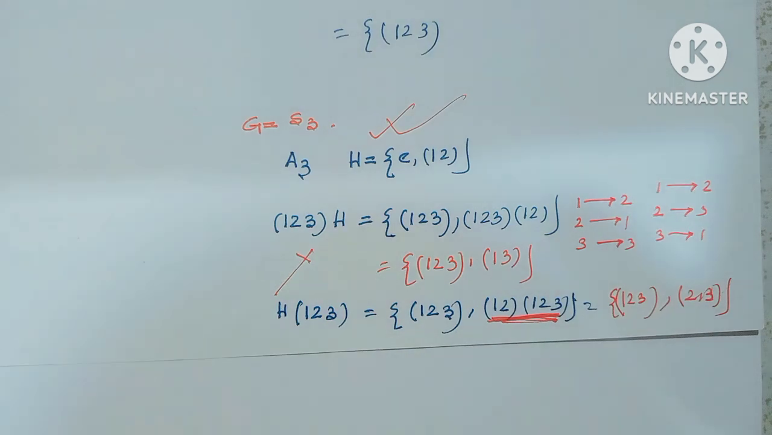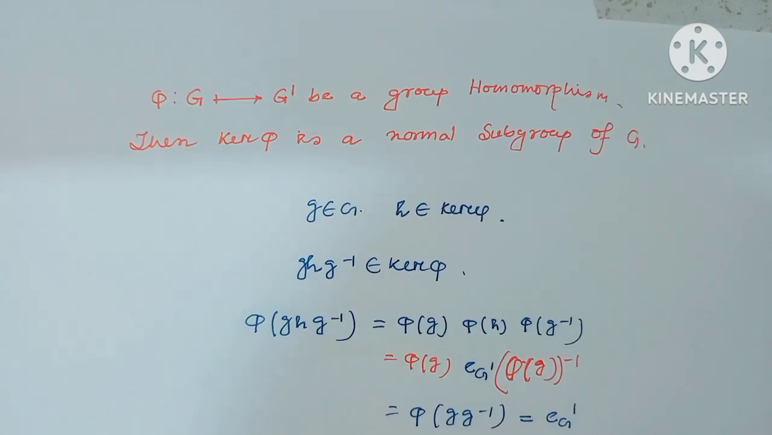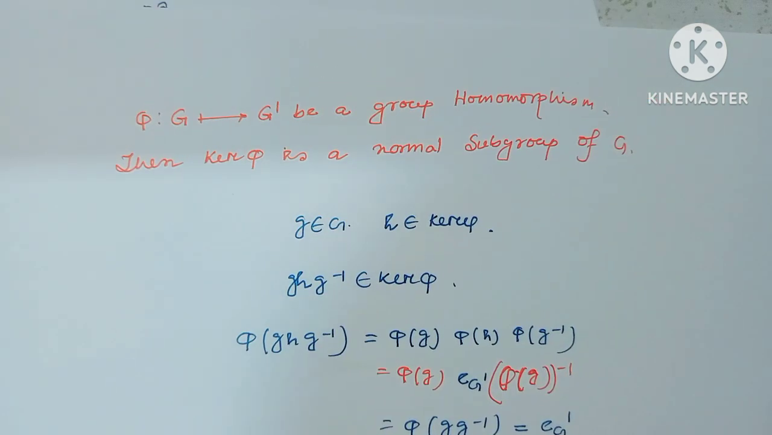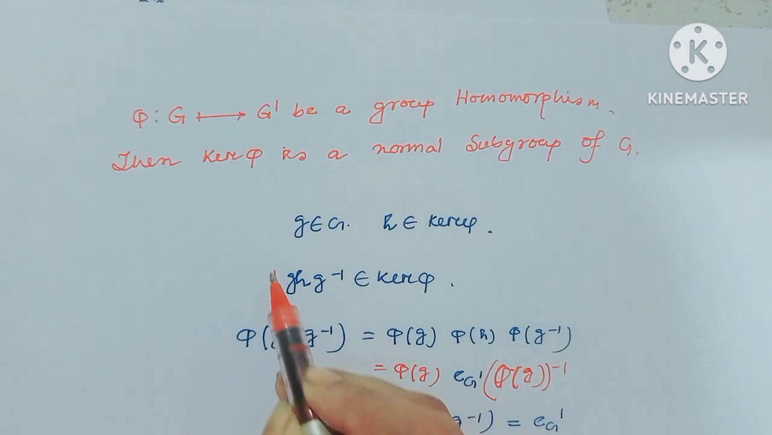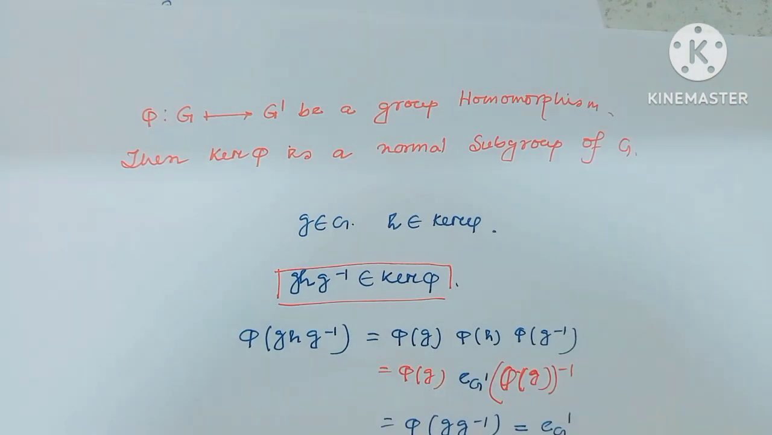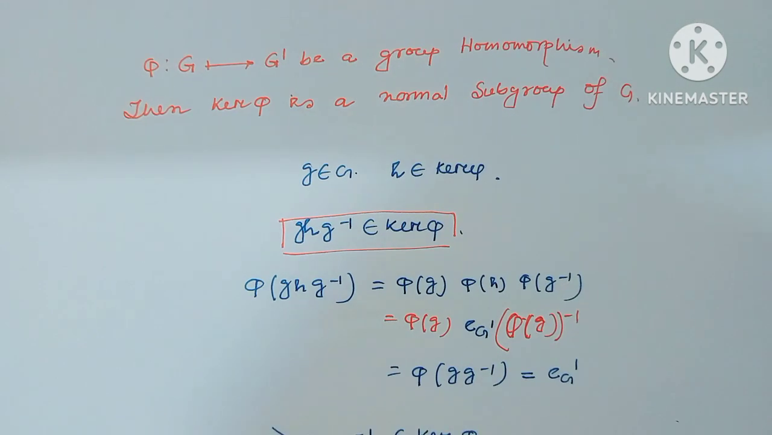Okay, well. Let's see some examples. We all know this example of a normal subgroup. If there exists a group homomorphism phi from G to G dash, then the kernel is always a normal subgroup. Because if we consider g belongs to capital G and h belongs to ker phi, then g h g inverse always belongs to ker phi. Why?